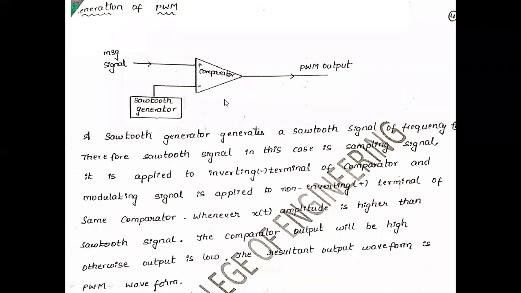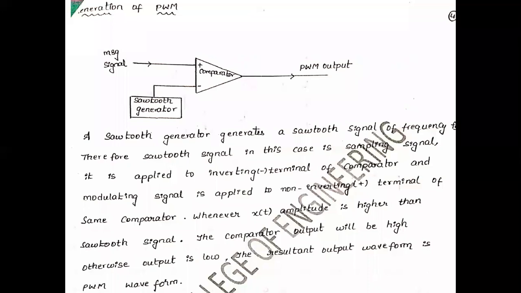So now you can see there is a comparator. The comparator has two terminals, positive and negative. At the positive terminal we apply the message signal, and at the negative terminal we apply the sawtooth signal. Now the amplitude of the message signal is greater than the sawtooth signal.